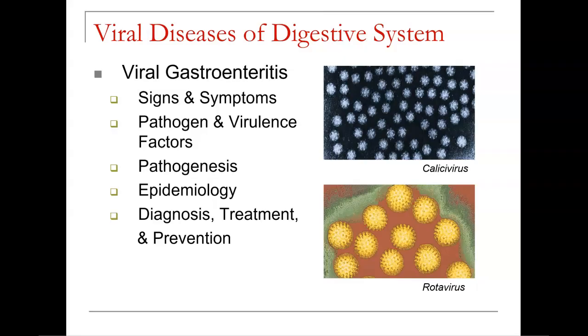To diagnose this, you're going to look at laboratory examinations and serological testing. To treat it, there's no real specific treatment, but supportive care that provides plenty of fluids and electrolytes. Prevention would be a vaccine for the rotavirus and water purification, hand washing, safe food handling procedures, and disinfection.